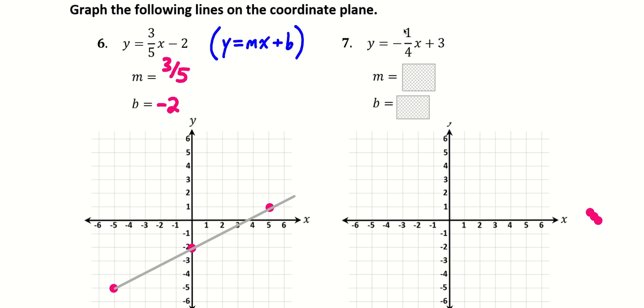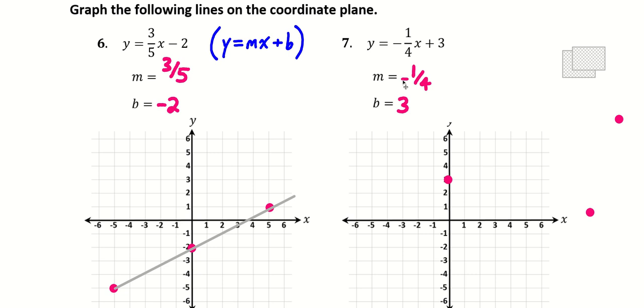Likewise, number 7, your m, since this is written in that form, very convenient. M is -1/4. It's whatever's in front of the x. M and then the x. Then your b is +3. So remember, you begin with b, your y-intercept, and then what does a slope of -1/4 mean?